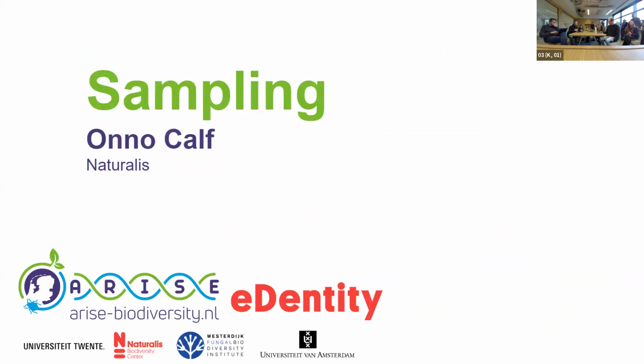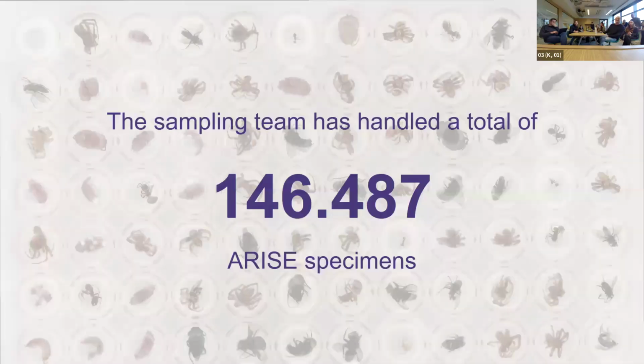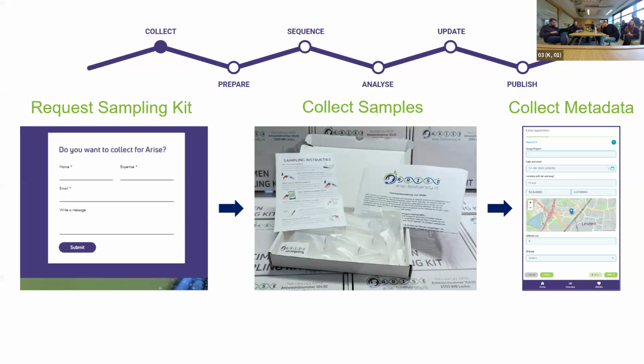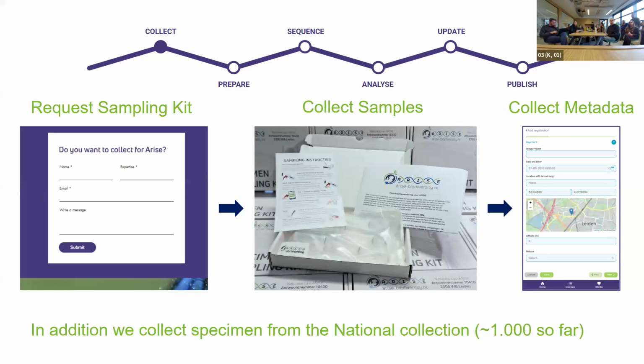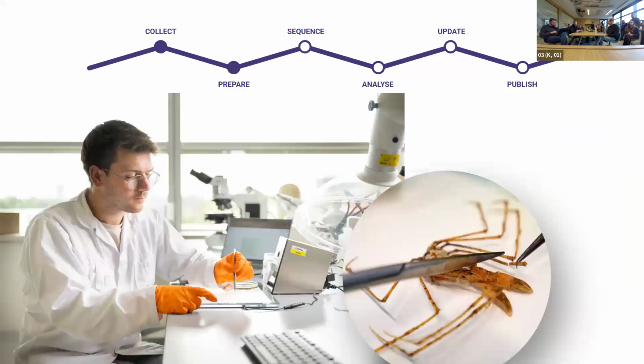So for the sampling team, I will tell about the numbers. Of course, we like the numbers. This is a cumulative number of specimens collected in ARISE, which is in the reference database. I think this year we have added about 6,000 species identified specimens to that. Of course, everything is registered, sampled, the metadata are registered, but this is something we always have done.